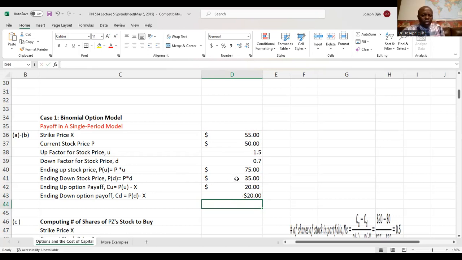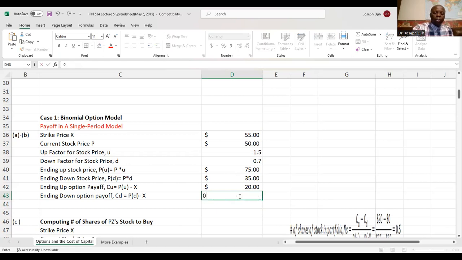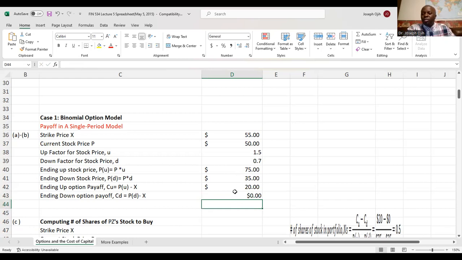Okay. It's negative. So we cannot have a negative value, because if the stock price is down, when you exercise the option, you lose money. So what most investors do is, if the option is down and out of the money, there's no point in exercising it. They allow it to expire. Because of that, we're going to put 0 here instead of negative, because nobody's going to exercise it. You don't want to exercise it to lose $20. So it's down. Now we answer part B.